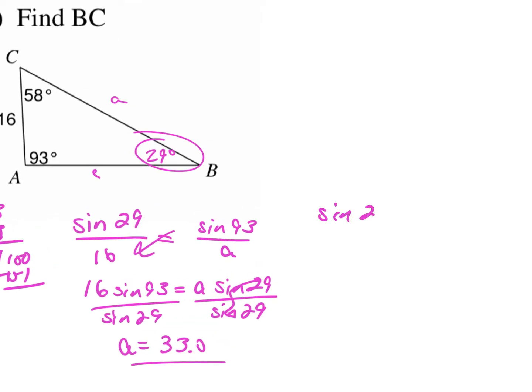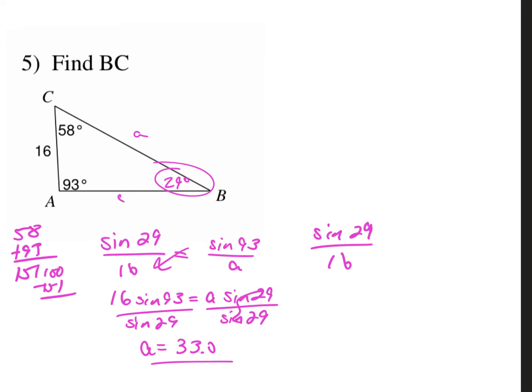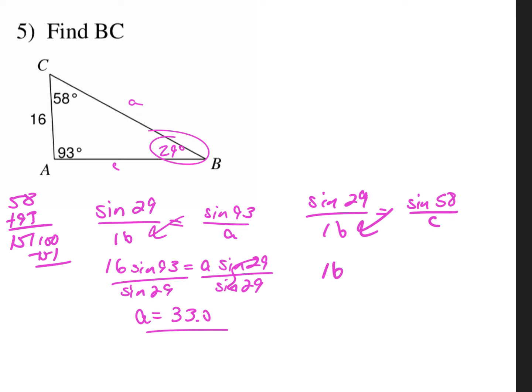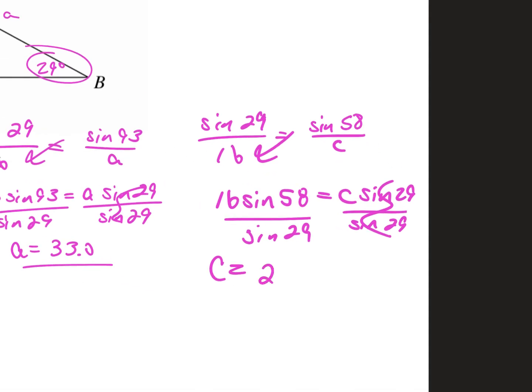So I'm going to go back to sine 29 over 16. Could you use sine of 93 over 33? Absolutely. I'm just going to go back to what my original was. So equals sine of 58 over side C. Cross multiply: 16 times the sine of 58 equals C times the sine of 29. And C is about how much? 27.987, so it's about 28.